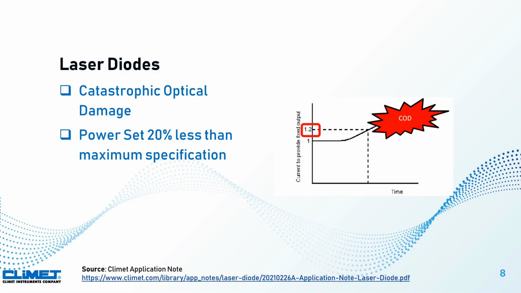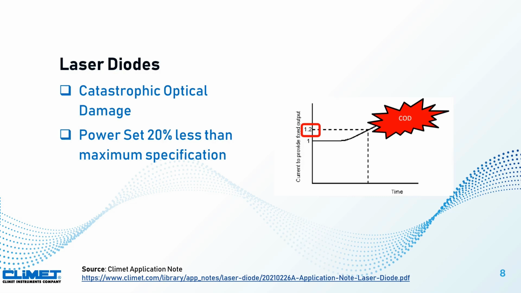The optical output in a particle counter is monitored and the input current is regulated to ensure output stability. As the current in a laser diode increases over time, a point is eventually reached where the output power suddenly falls away and irreversible damage occurs. This form of failure is known as COD, or catastrophic optical damage.